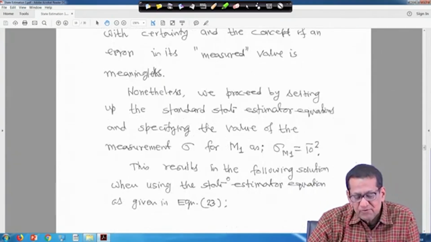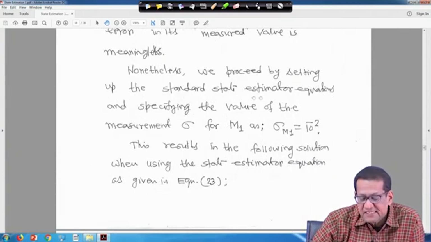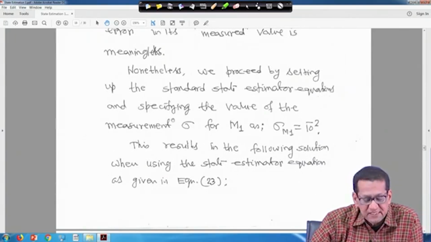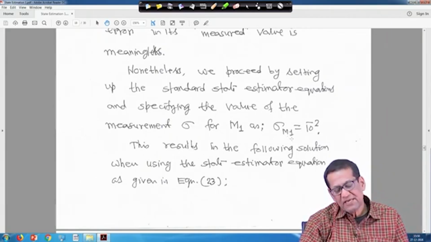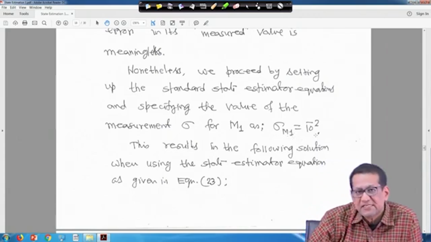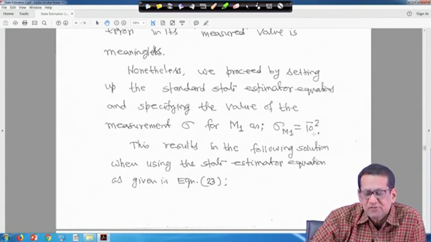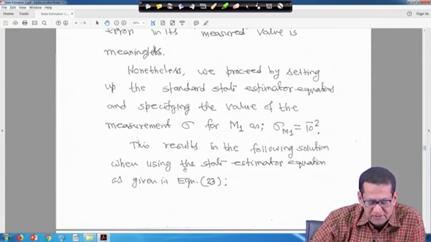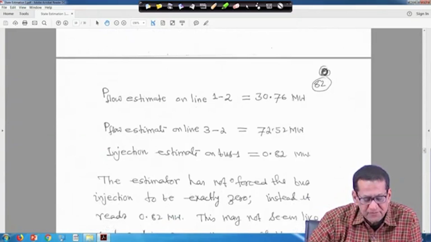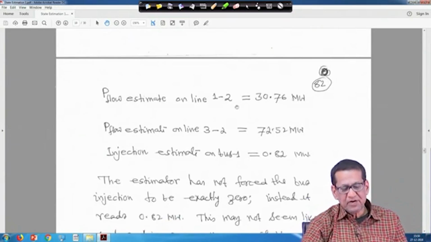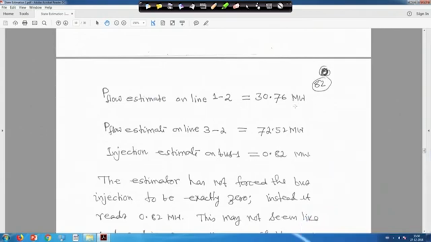Nonetheless, we proceed by setting up the standard state estimator equations and specifying the measurement sigma for M1. Suppose the standard deviation sigma M1 is 10 to the power minus 2 for meter 1, which is connected near bus 1. This results in the following solution when using state estimator equation 33. The power flow estimate on line 1 to 2 is 30.76 megawatt, on line 3 to 2 is 72.52 megawatt, and the injection estimate on bus 1 is 0.82 megawatt.